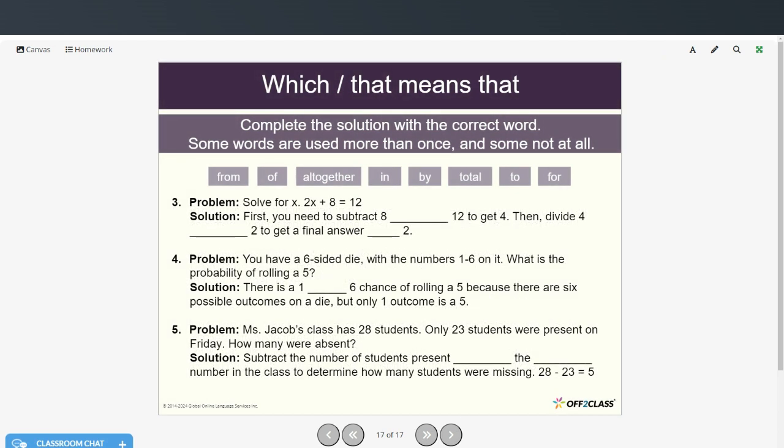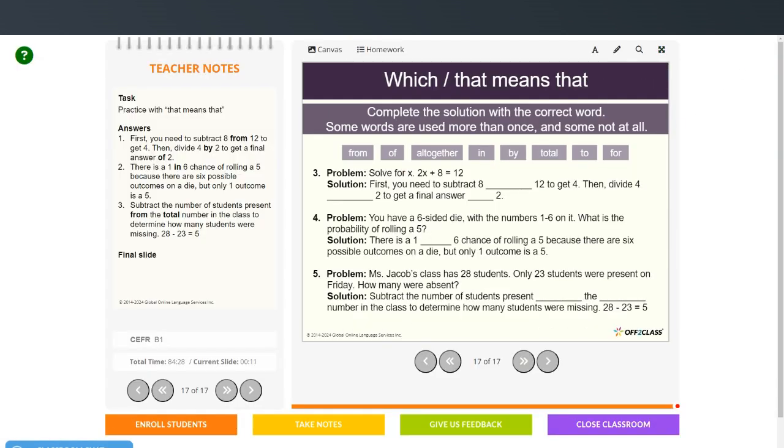Here are a few more. Again, you can try these on your own and then restart when you're ready to check your answers. All right, solve for x. So if 2x plus 8 equals 12, first you need to subtract 8 from 12 to get 4. Then divide 4 by 2 to get the final answer of 2.